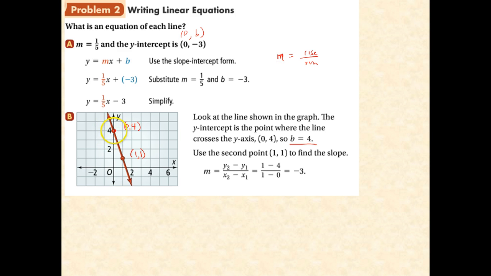The rise is down 1, 2, 3. To get from one point to the next, you would go down 3. So that's negative 3 for the rise. And the run is to the right 1. So my slope is negative 3. Or you can use the 2 points. 1 minus 4 is negative 3. 1 minus 0 is 1. That's negative 3. So how would we write the slope-intercept equation? The slope is negative 3. B is 4. So y equals negative 3x plus 4.